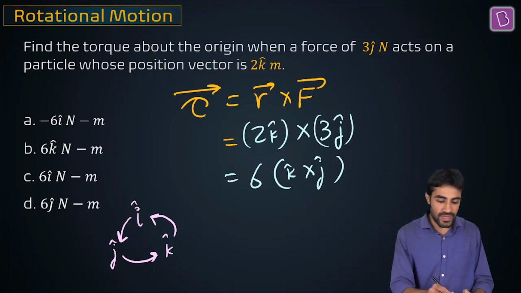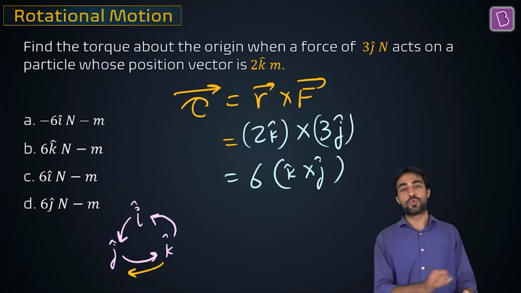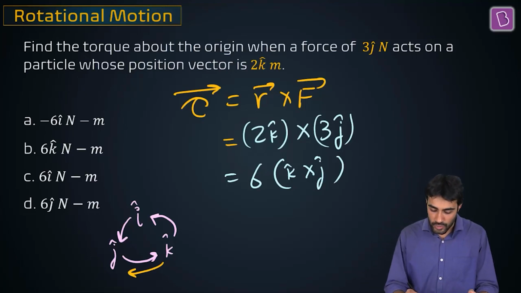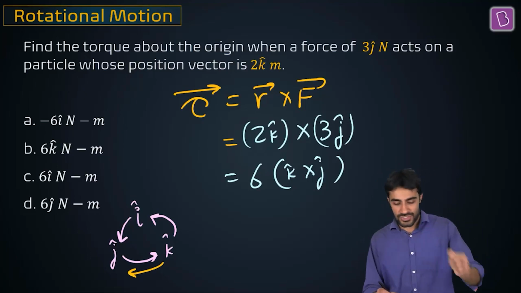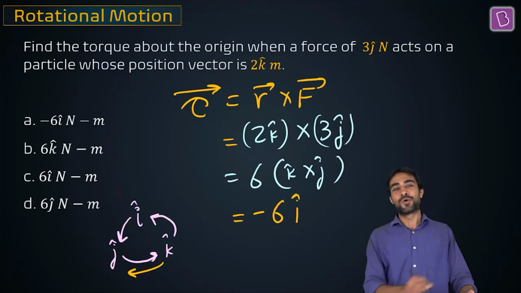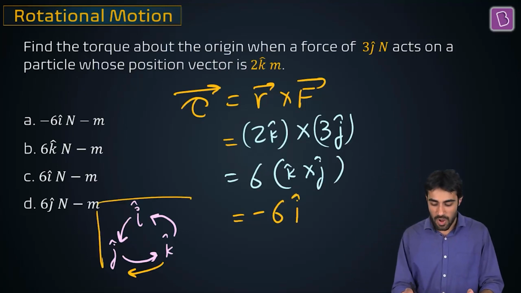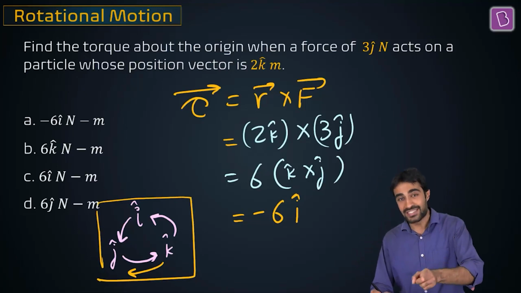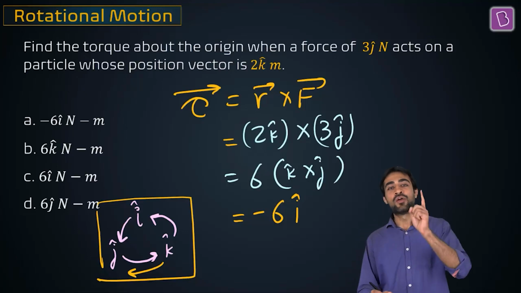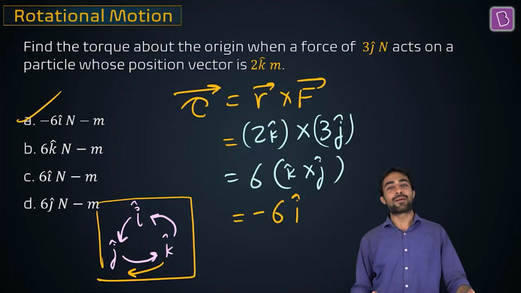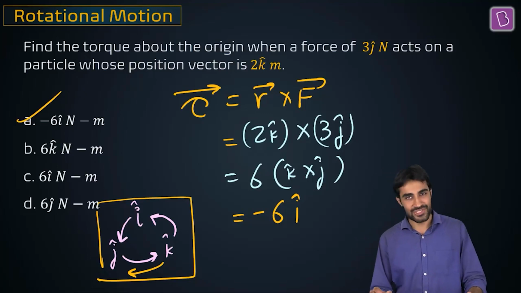And if you move in clockwise direction like this, you will get something negative. So we can see k cap cross j cap will be minus i cap. And our result will be minus 6 i cap. Okay? So remember this awesome anti-clockwise cycle. Everything is positive anti-clockwise, but things are negative when we move clockwise. So option A, minus 6 i cap, is the right answer for our question.